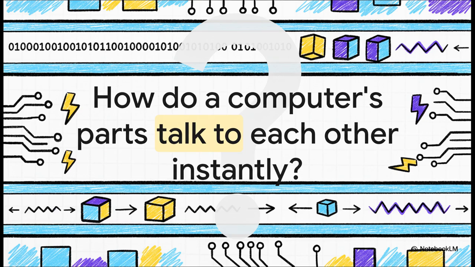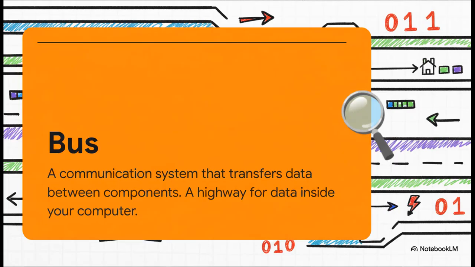So here's the big question, right? You've got all these different pieces. The brain, which is the processor, the memory, your keyboard, your mouse. How in the world do they all talk to each other? When you click on something, how does that one click instantly tell all these different parts what to do? There has to be some kind of system, some kind of infrastructure in there. And there is. It's called a bus.